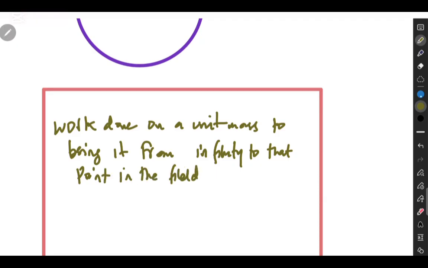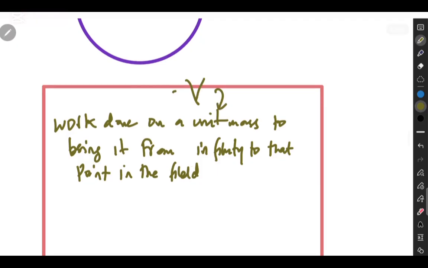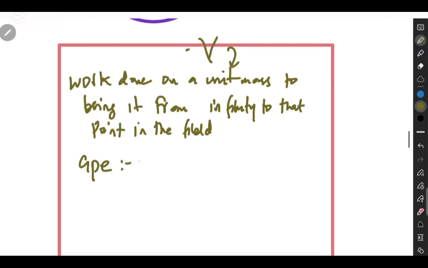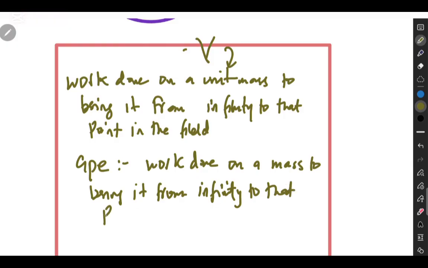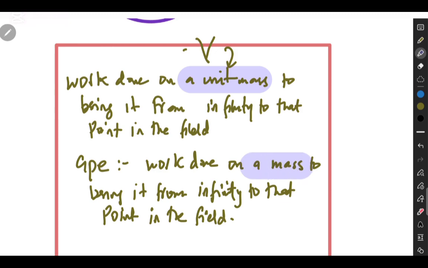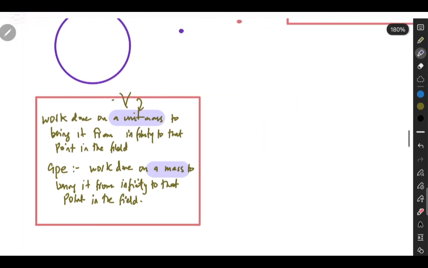This is the definition of gravitational potential. And then gravitational potential energy is the work done on a mass to bring it from infinity to that point in the field. Okay, notice the difference. Work done, everything is the same, but we're talking about a unit mass in one and a mass in the other. There's a big difference between that. So you have to keep that in mind.